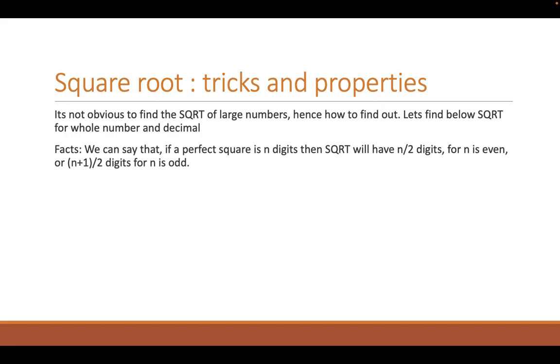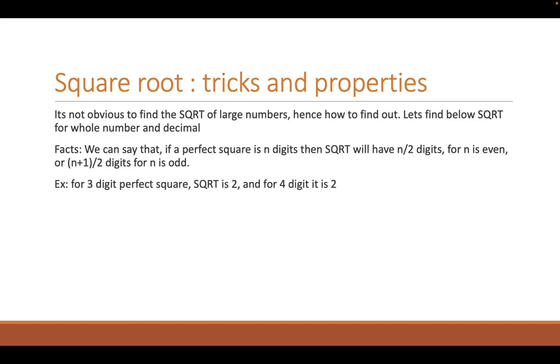Facts. We can say that if a perfect square has n digits, then its square root will have n by 2 digits. So if the perfect square has 4 digits, the square root will have 2 digits, for n even, or n plus 1 by 2 digits for n odd. It's just giving you a property of squares, perfect squares and square roots. You will get to know this once you do more and more examples on these.